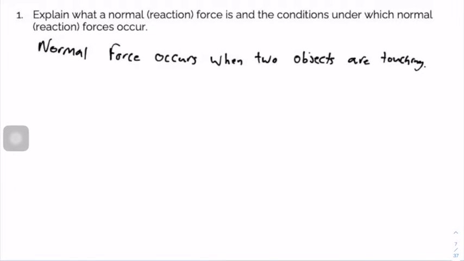Normal force occurs when two objects are touching. That is a great answer for the conditions when it occurs, but I would also like you to indicate that a normal force is a pushing force.